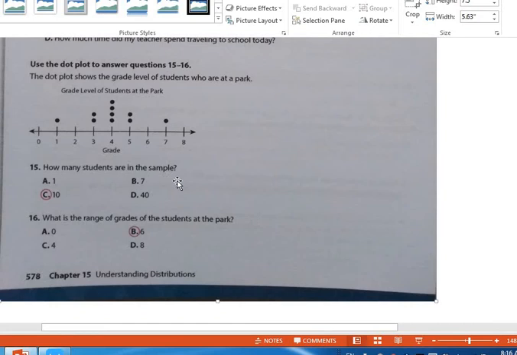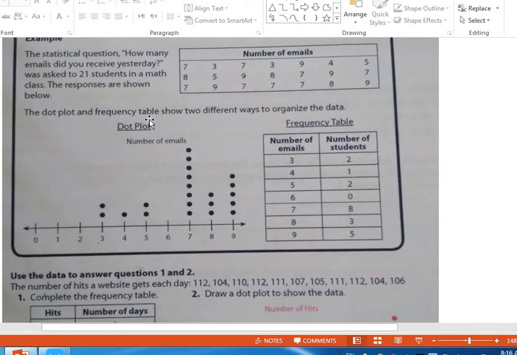How many students are in the sample? Let's count: 1, 2, 3, 4, 5, 6, 7, 8, 9, 10. So there are 10 students in the sample. What is the range of the grades of the students at the park? I have here 7 minus 1, and the answer gives me 6. Okay, moving to the other slide.